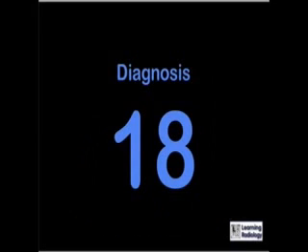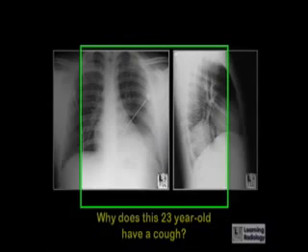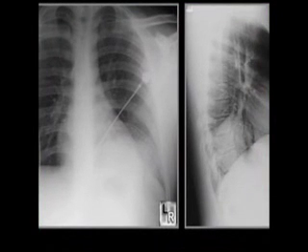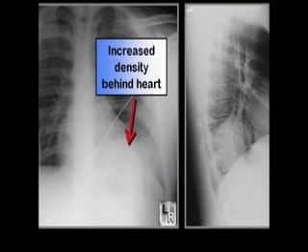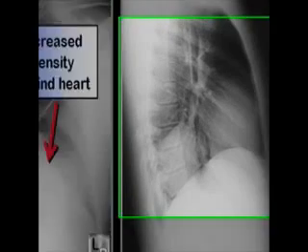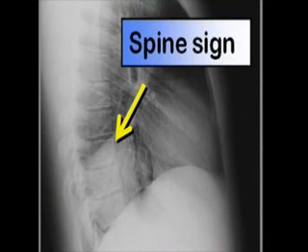Why does this 23-year-old have a cough? You can see there's increased density at the left lung base, which is obscuring the left hemidiaphragm. On the lateral view, there is something called the spine sign, in which there's increased density at the lower aspect of the thoracic spine, instead of normally what is seen on a lateral image of the chest, which is that the spine appears to become blacker as we get closer to the hemidiaphragm.